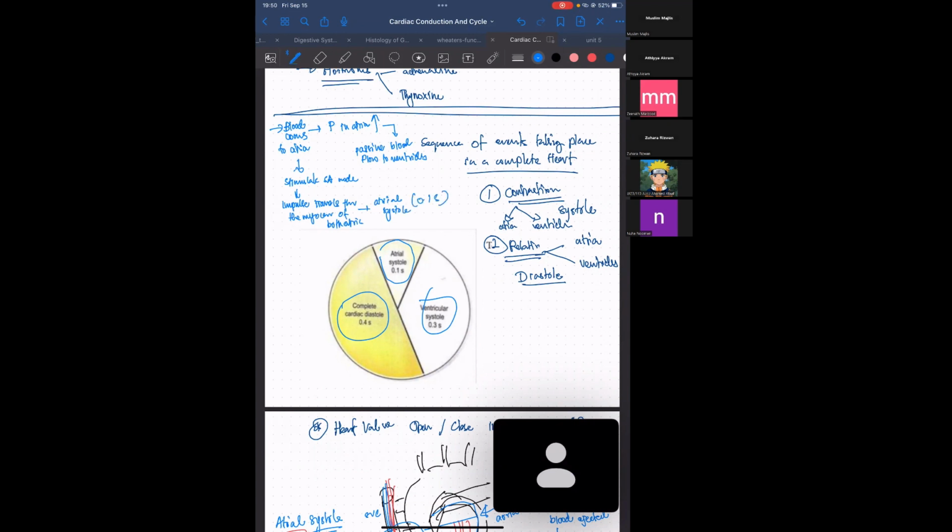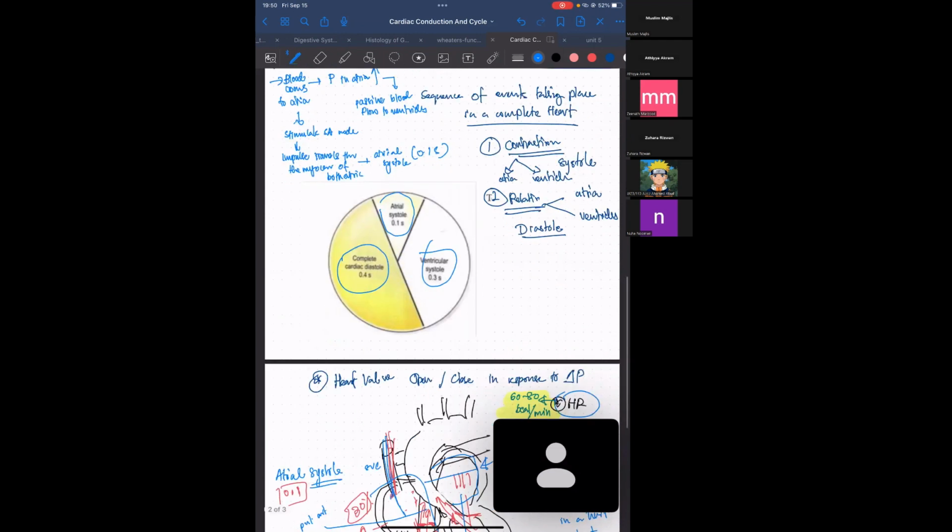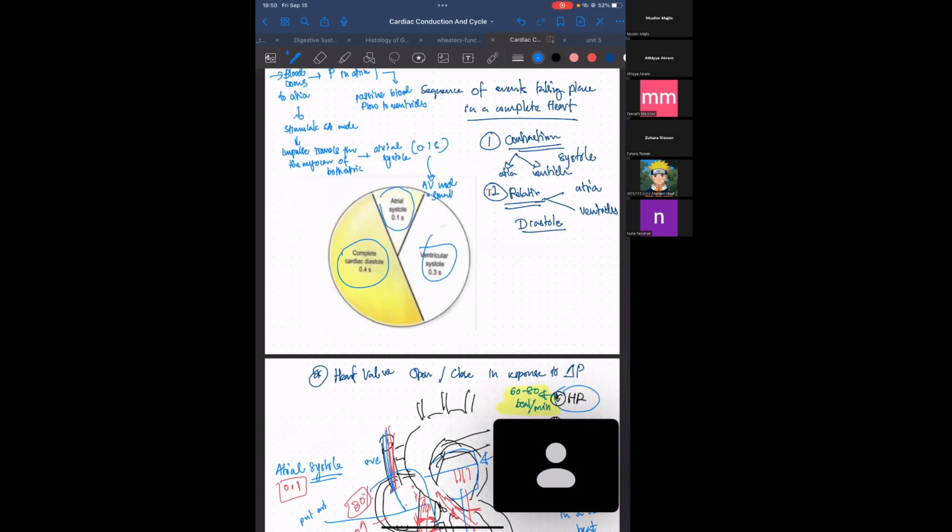Then what happens from there? The AV node. Just make sure there's a small delay. And then the AV bundle, the bundle of His. You can call it the bundle of His also. Remember the name. Left and right bundle branches, and then Purkinje fibers, and then the myocardium.